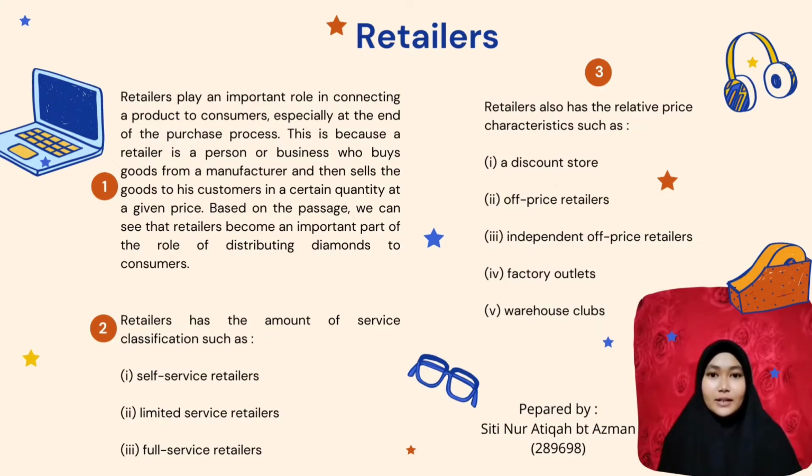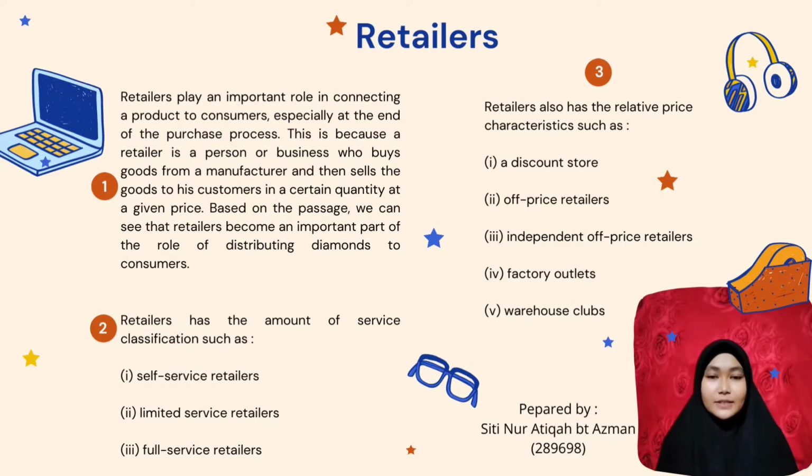Firstly, discount stores sell standard items at lower prices by accepting lower margins and selling higher volume. Next, off-price retailers are retailers that provide high quality goods at cheaper prices. After that, independent off-price retailers are either independently owned and run or are divisions of larger retail corporations.